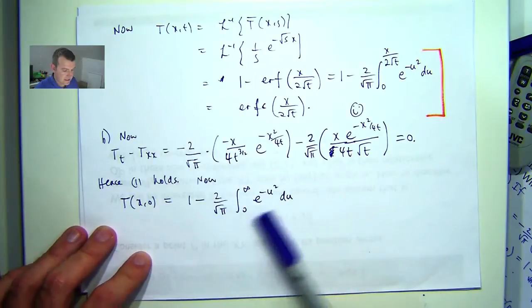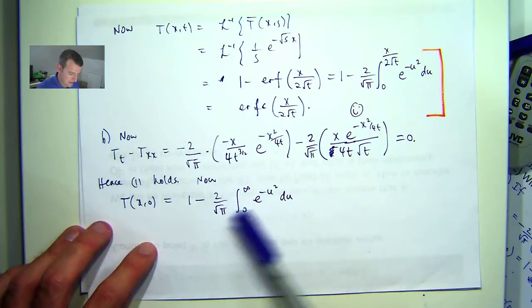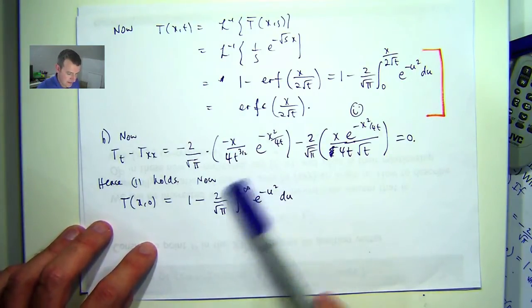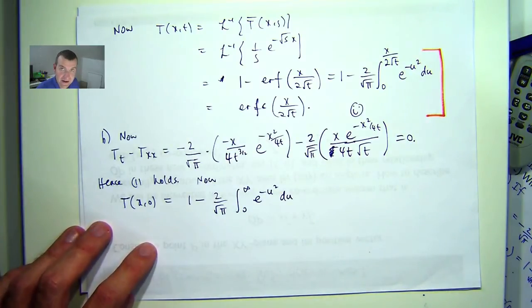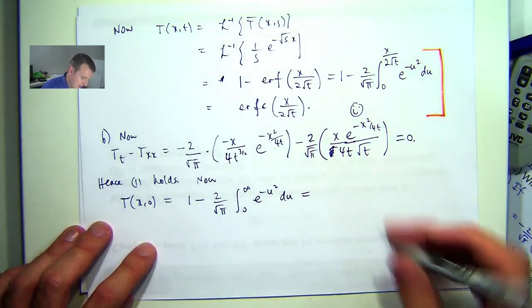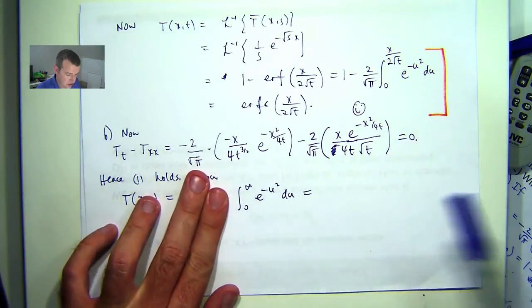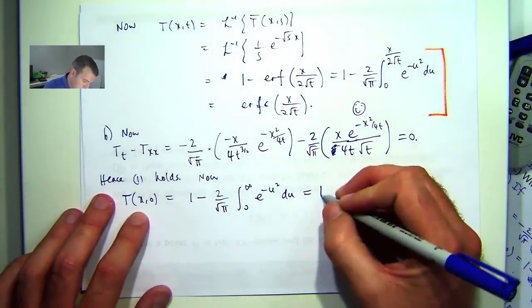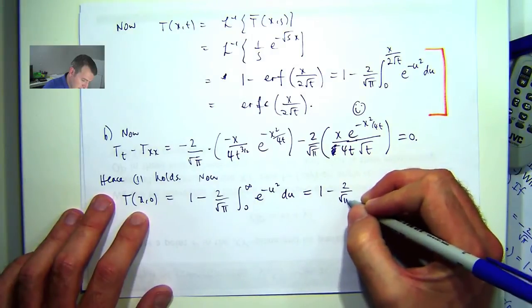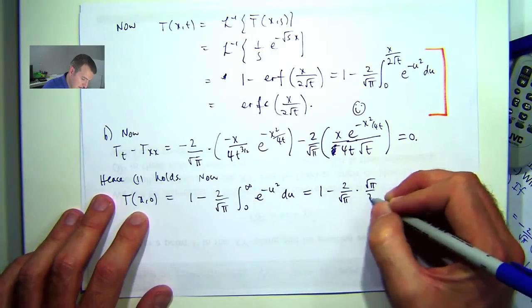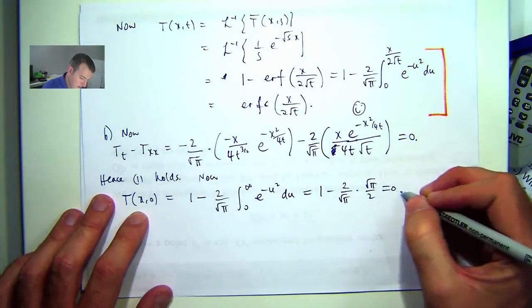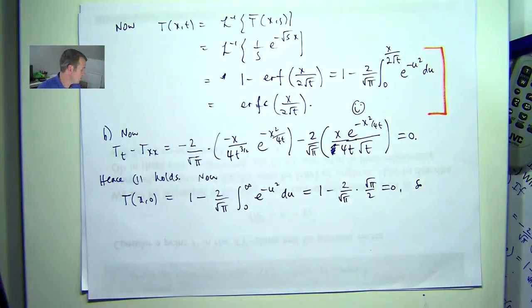Now, this is essentially an integral that we can calculate. This special integral here is just root pi on 2, and I've shown that in other videos. So this will become 1, so this is 0. So condition 2 holds.